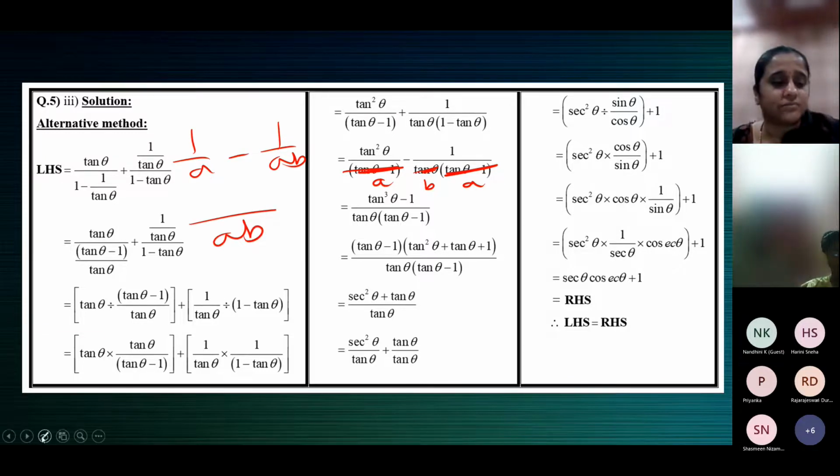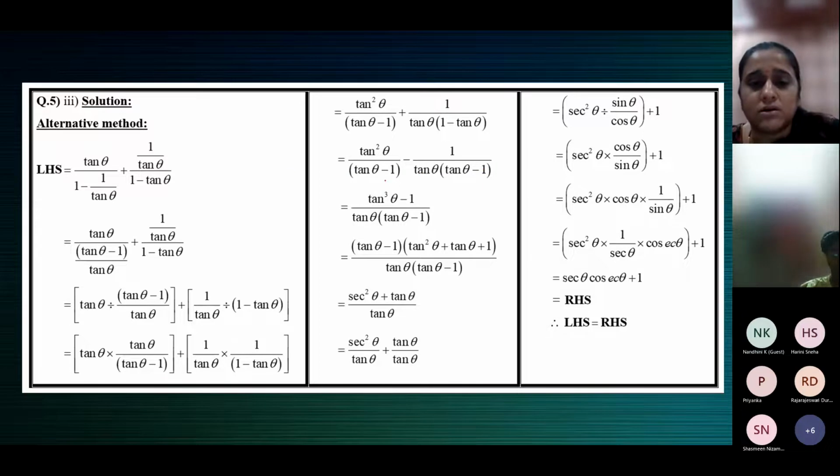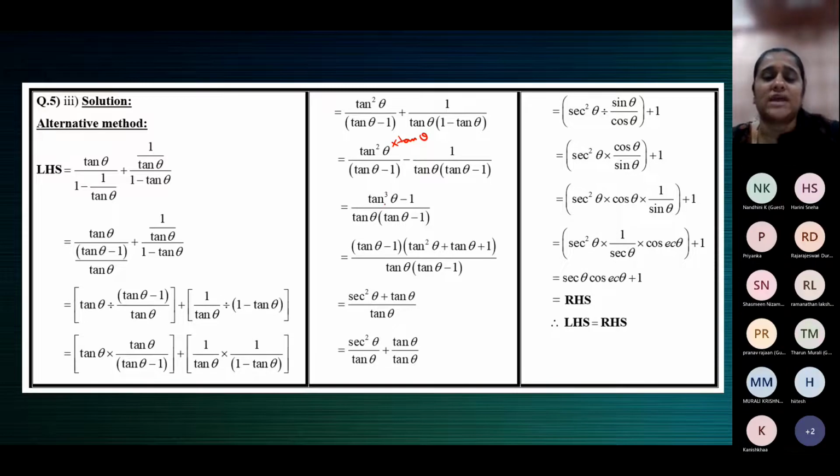So tan theta into tan theta minus 1 is the common denominator. So now you need to multiply here. This is tan theta minus 1, so you should multiply this by tan theta, just the way you take the LCM. So you get tan cubed theta. Tan square theta into tan theta is tan cubed theta. Minus 1 as it is. LCM, nothing else. Common denominator. How do you work with numbers? Same thing here.